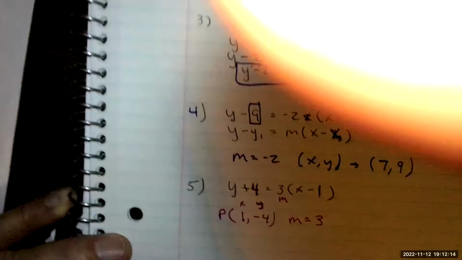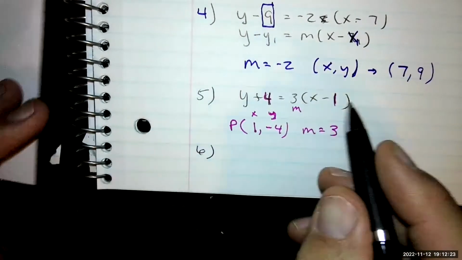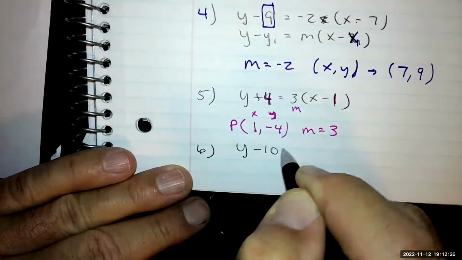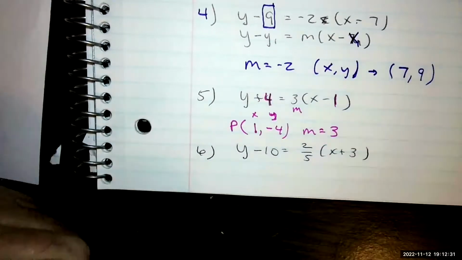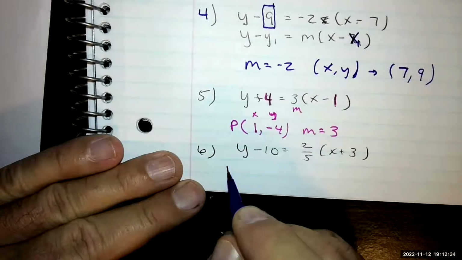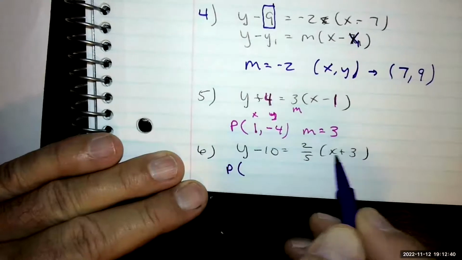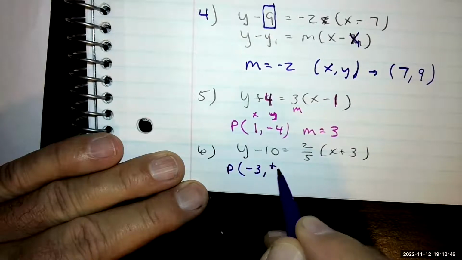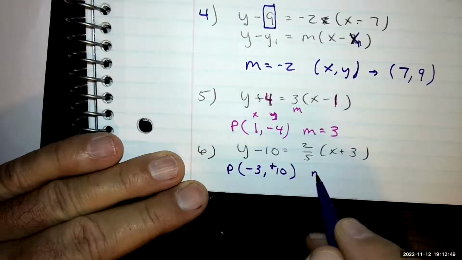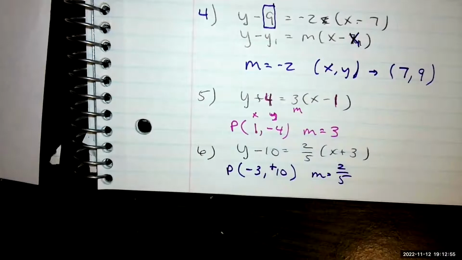All right, number 6. I'm going to try to move my camera out a little further so we can see. Let's go with our point. My point is an x and y. My x value is a +3 with the x, so that's going to make it a -3 because it's the opposite. This y has a negative on it, so it's a +10. We don't have to put the positive, we just put 10. And my slope is this guy in front of it by itself, 2/5. And that's how you do that section there.